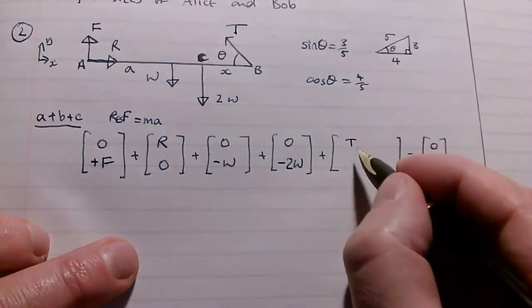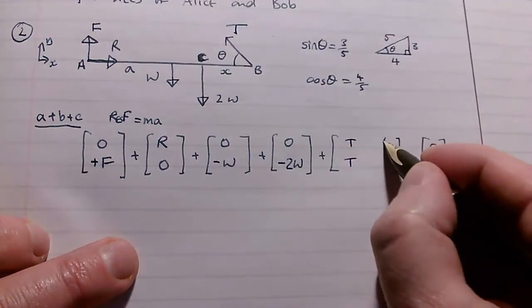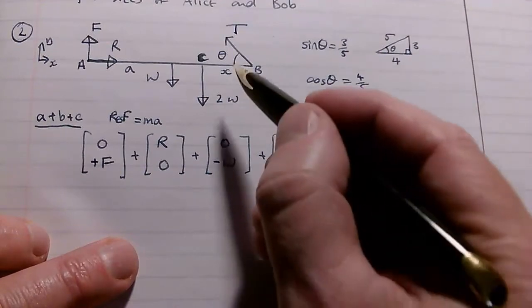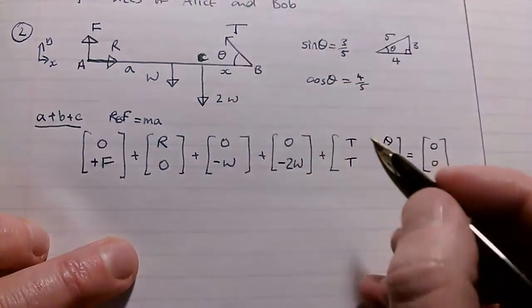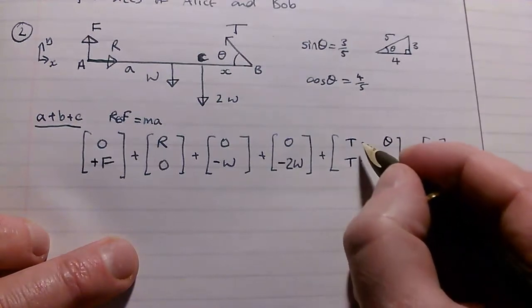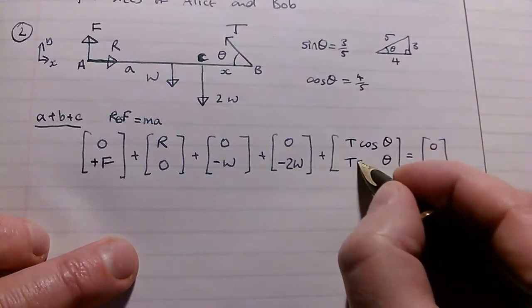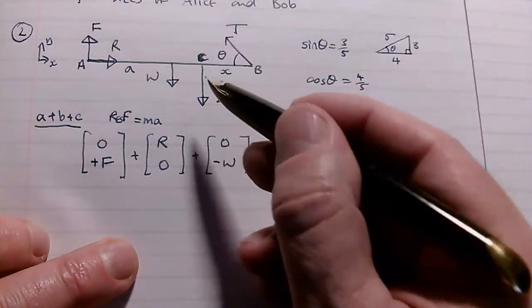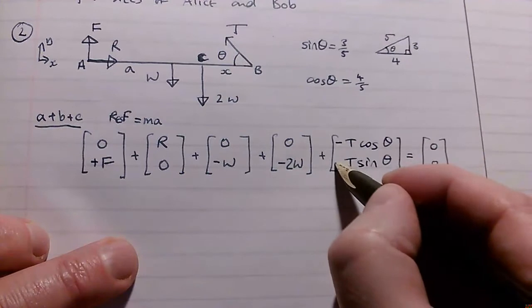So I'm going to have a T and a T for the magnitude. There's going to be a theta and a theta. I've got to get the sine and the cos the right way around. Well, I can see that the theta cuddles up to the x direction, so the x bit is going to get the cos theta. The y bit is going to get the sine theta. I can see it's acting in the negative x direction, but the positive y direction.